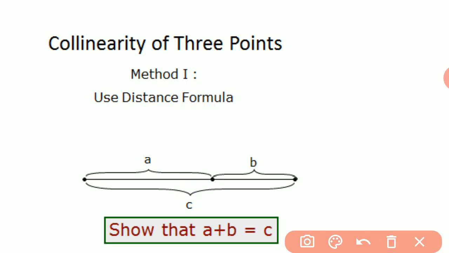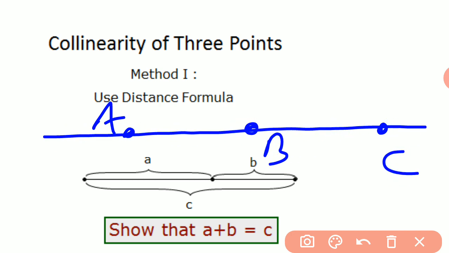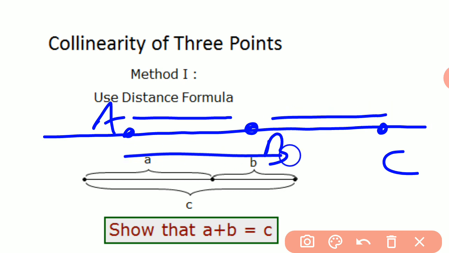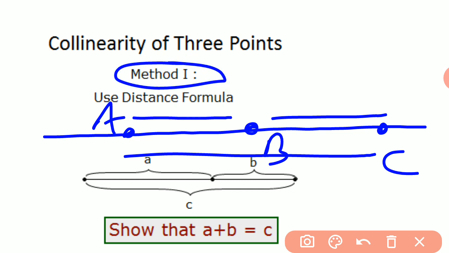Suppose this point is A, the second point is B, the third point is C. 3 points are collinear only when the sum of AB plus BC equals AC. So one method is this: using the distance formula we will find the distance of 3 lines and compare them. When the sum of 2 lines is equal to the value of the third line, then they will be collinear.